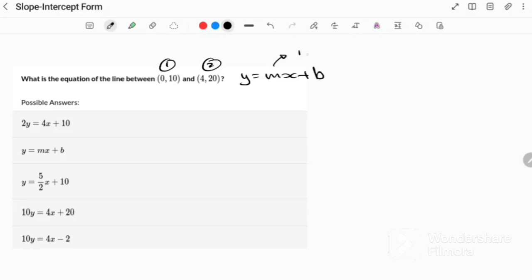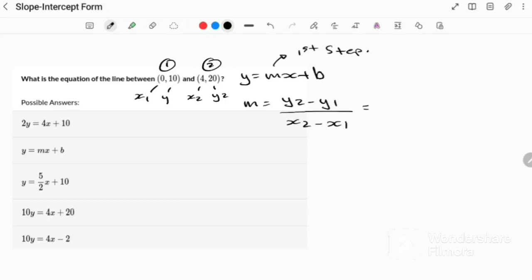Let this be the first step, which is our slope. So we know that m is equal to y2 minus y1 over x2 minus x1. Now, this is going to be our point 2, so this is our x2, y2. This is our x1, y1. Now we're simply going to take these values and plug them in our formula.